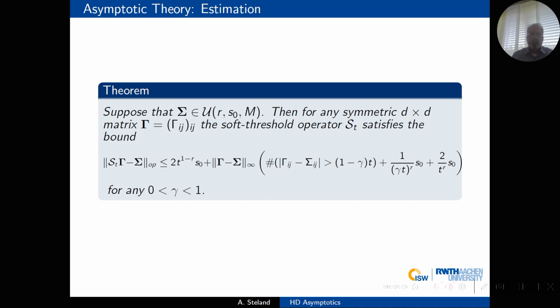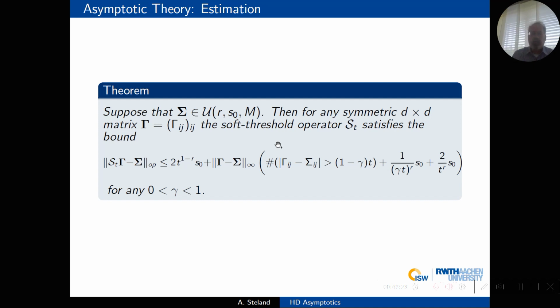And this first result is actually an estimate of the operator norm of the soft thresholded matrix gamma. So we take any matrix gamma, we apply the soft thresholding estimator, and compare the result with the truth we want to estimate. And the operator norm of the difference can be bounded by this expression. And this is a purely algebraic result. So nothing random enters. It holds for any matrix gamma and for any matrix sigma from our uniformity class.